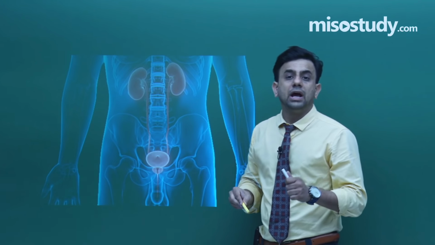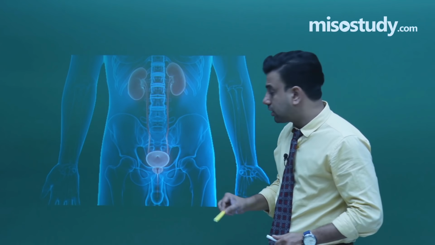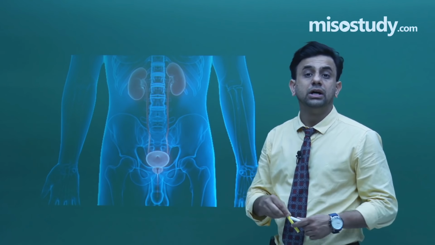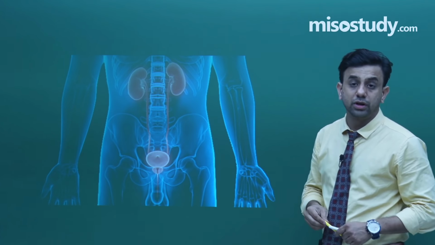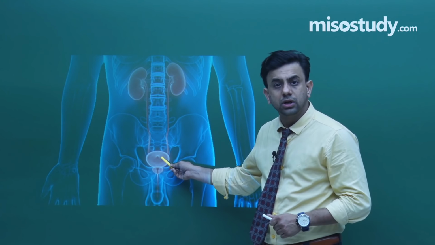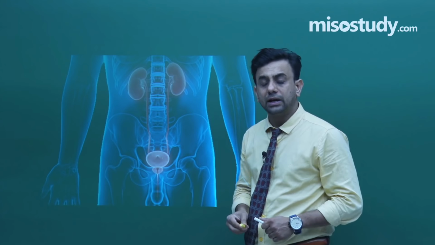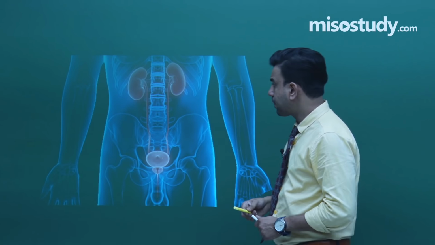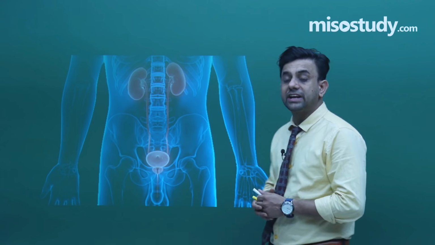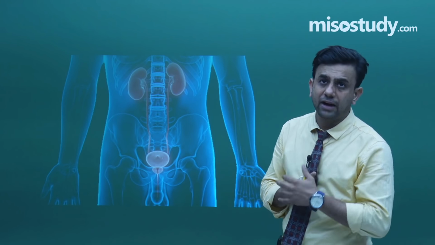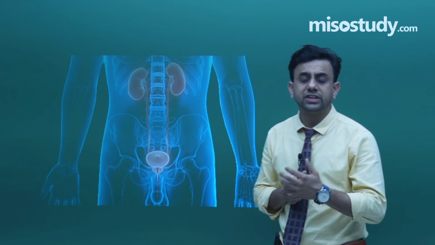Now, when enough urine has been stored in the urinary bladder, what happens? This distends the urinary bladder. There are detrusor muscles in the muscular layer of the urinary bladder, which contract the urinary bladder, and finally the urine will come out through the urethra. So, we will talk about the excretory system, we will talk about the nephrons, which are the structural and functional unit of the kidney, all this in this session.